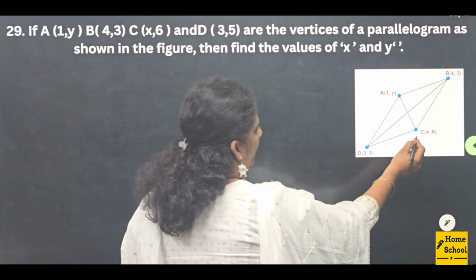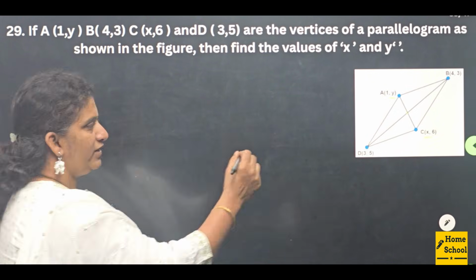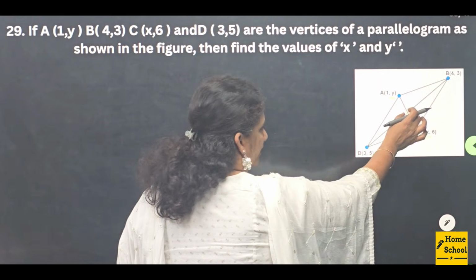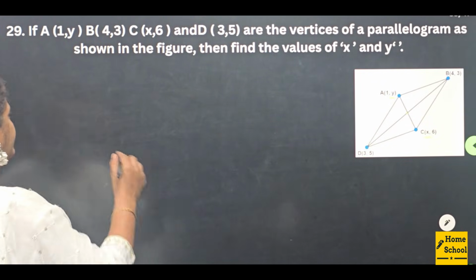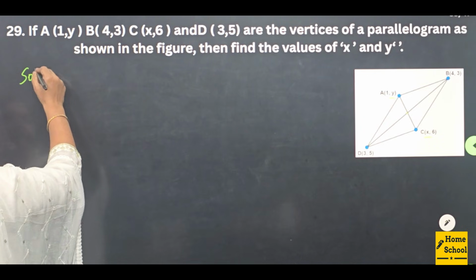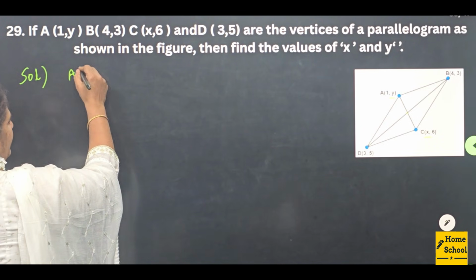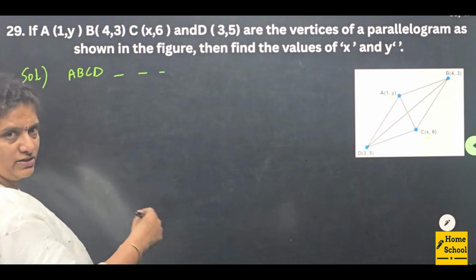Here we need to find the x value and y value. First, try to find the midpoint of BD. Then whatever coordinate you get, you equate that to the midpoint of AC. Right? Let us start here. We know A, B, C, D is a parallelogram, and then the coordinates are so and so.